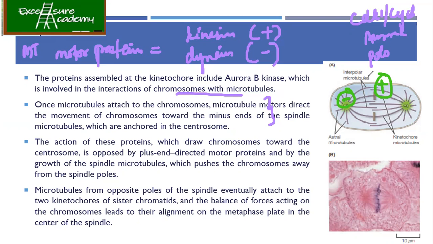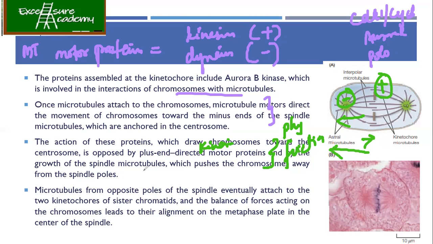Now the action of these proteins will draw chromosomes towards the centrosome, which is opposed by the plus end directed protein. Here they are talking about kinesin, and by the growth of the spindle microtubules, which pushes the chromosomes away from the spindle poles. You can imagine this by taking the physics concept of friction. In order to move ahead, your feet push the surface or the road in the opposite direction, right? When you push in the opposite direction, only then do you move forward. In the same way, here the chromosomes are moved towards the centrosome by pushing the plus end directed motor proteins in the opposite direction. That's how it is moving towards the minus end. So giving the force in this direction, it moves towards the opposite direction.